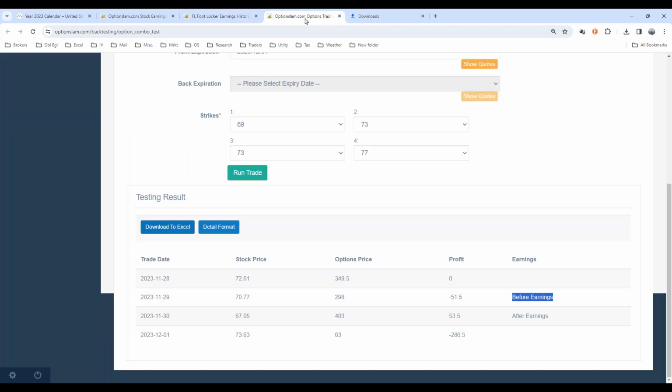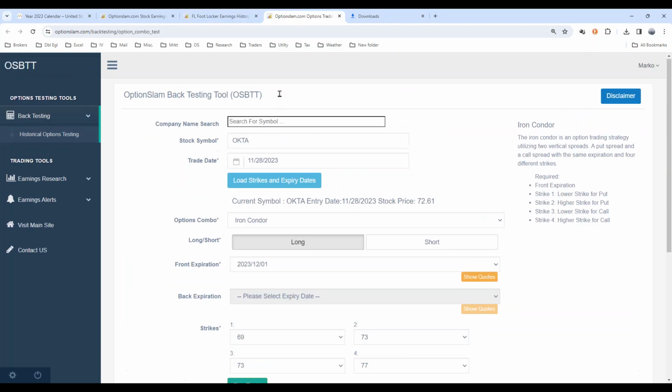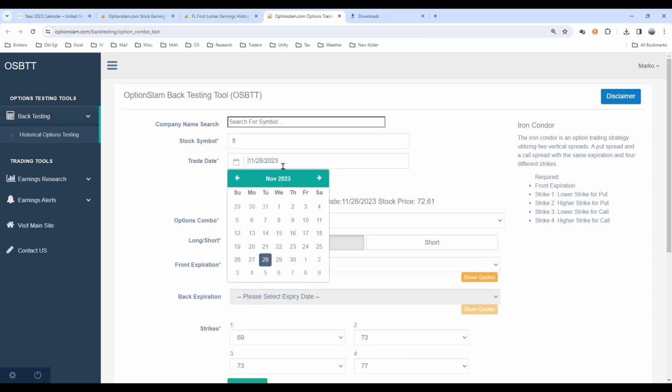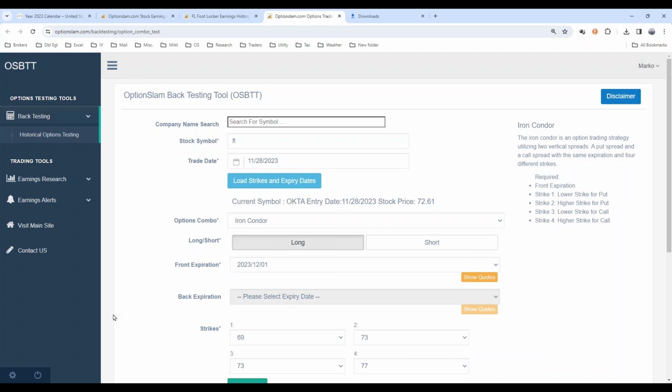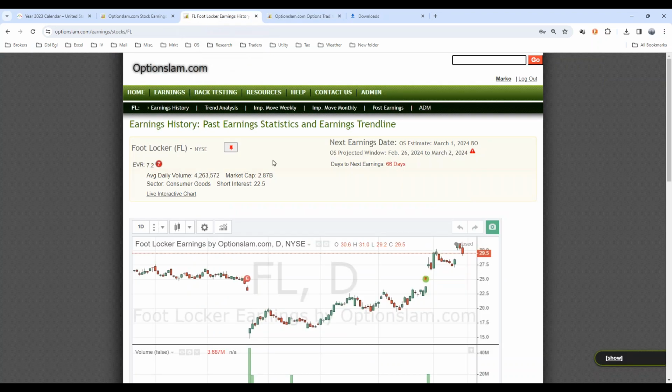And I think I have it open. Yeah, I have it open here already. And all we need to do is put in the stock, FL, and then we go to the date, November 28th. Let me make sure of something before we do that. Yeah, here it is, Foot Locker.